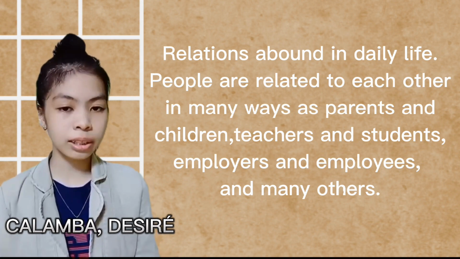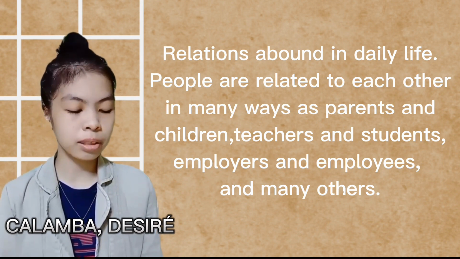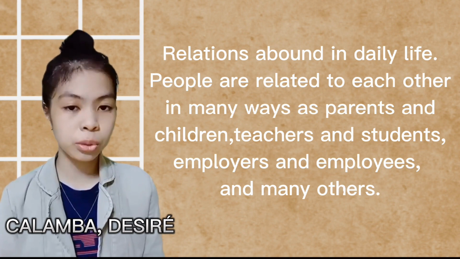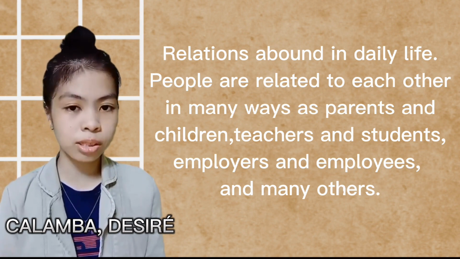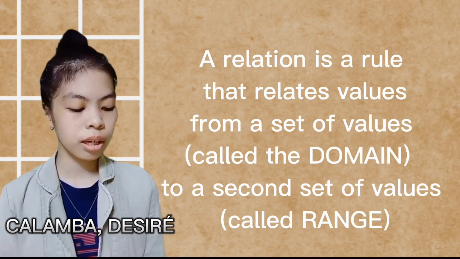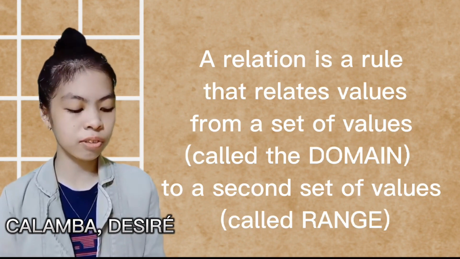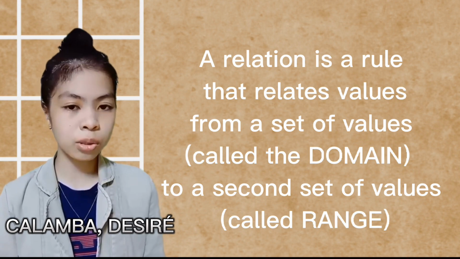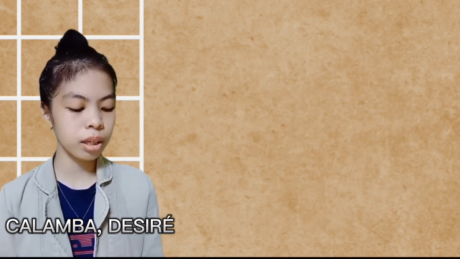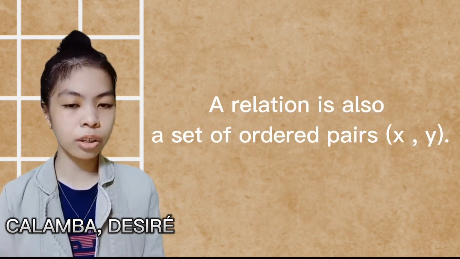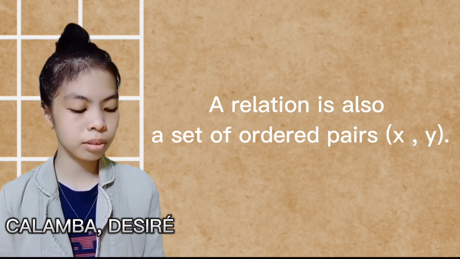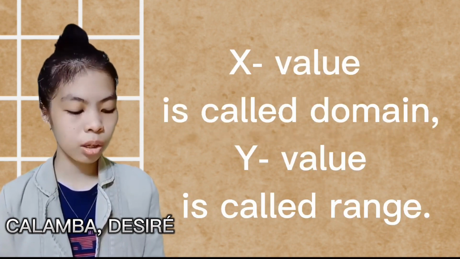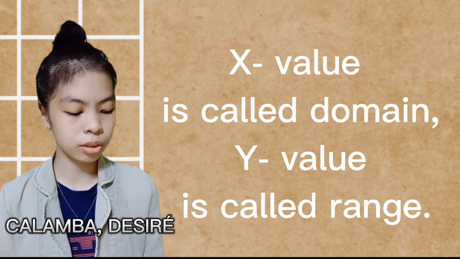People are related to each other in many ways, as parents and children, teachers and students, employers and employees, and many others. A relation is a rule that relates values from a set of values called domain to a second set of values called range. A relation is also a set of ordered pairs (x, y). The x value is called the domain, the y value is called the range.